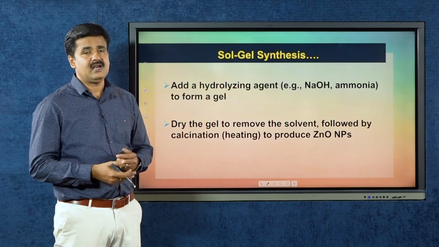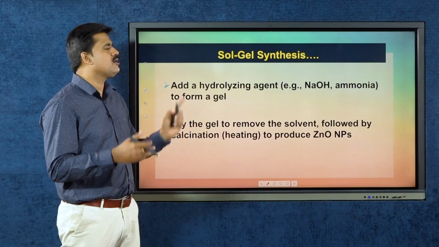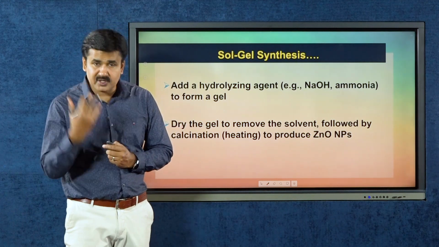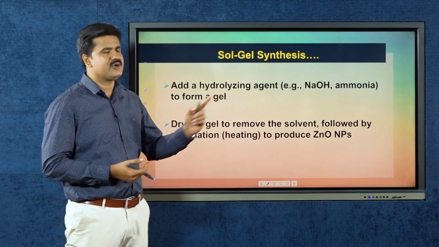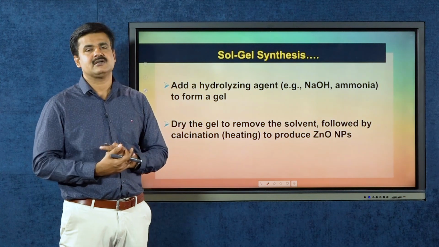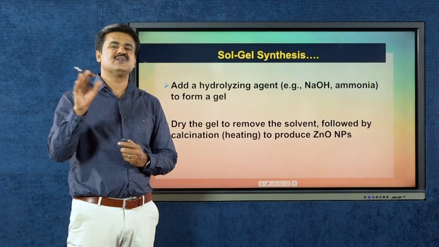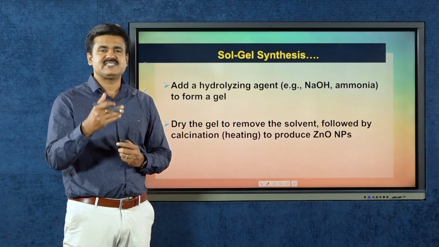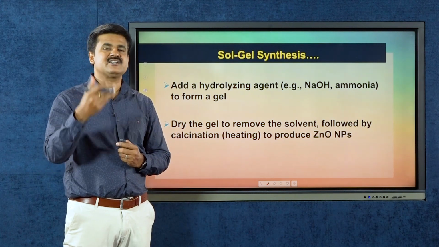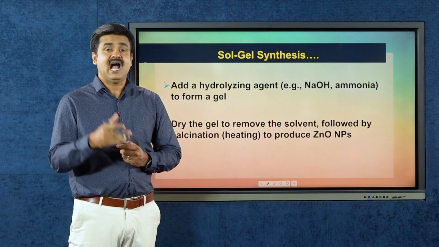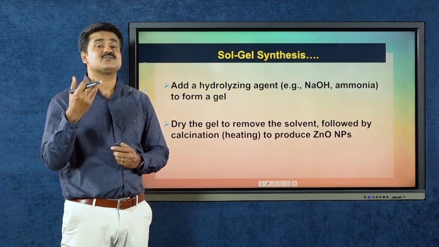And this gel, on evaporation or removal of the solvent followed by calcination, calcination means strong heating, produces zinc oxide nanoparticles. So, in the sol-gel procedure, we have to take a zinc precursor like zinc acetate or zinc nitrate and dissolve it in alcohol or water to get a solution.